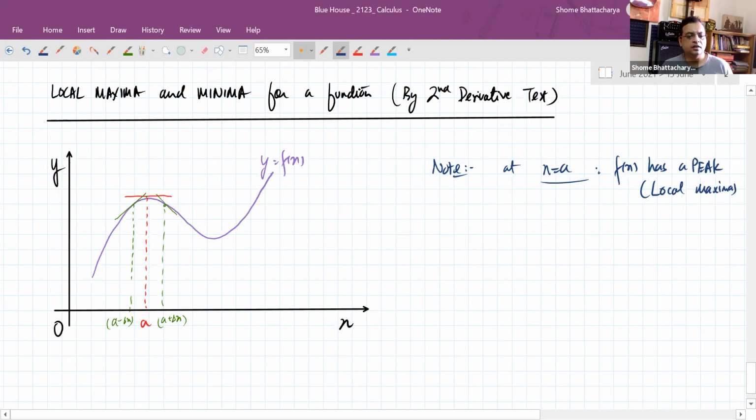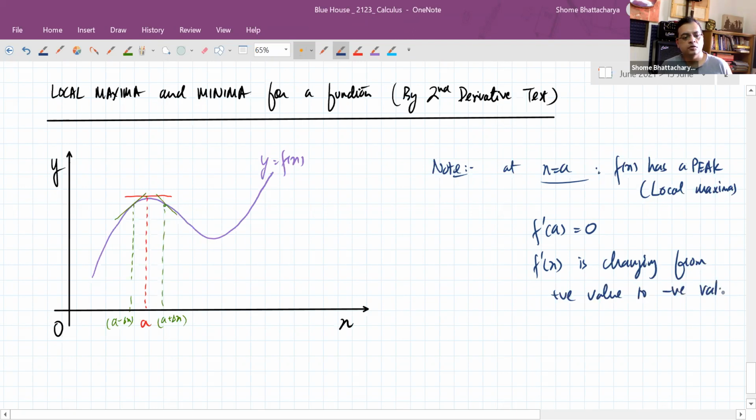Now you can see that f prime of A is equal to 0, but f prime x is changing from positive value to negative value as x goes from x less than A to x greater than A.